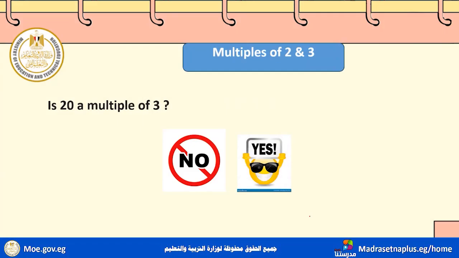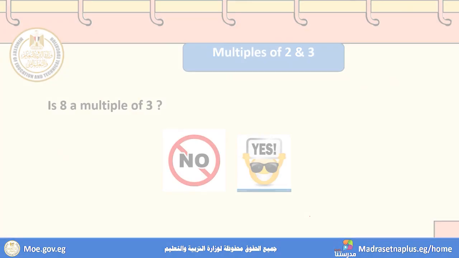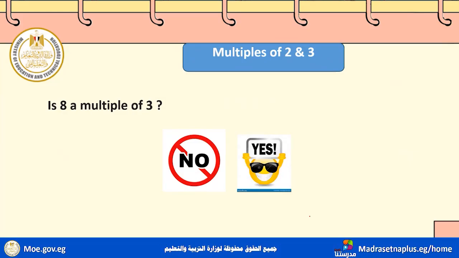That's right. Is 20 a multiple of 3? Your answer must be yes or no. I think you agree with me, 20 is a multiple or not? Yes, 20 is not a multiple of 3. So the right answer for this question is no. Next, is 8 a multiple of 3? We know 8 is a multiple of 2. Is 8 a multiple of 3 too? No. 8 is a multiple of 2 only, not a multiple of 3.